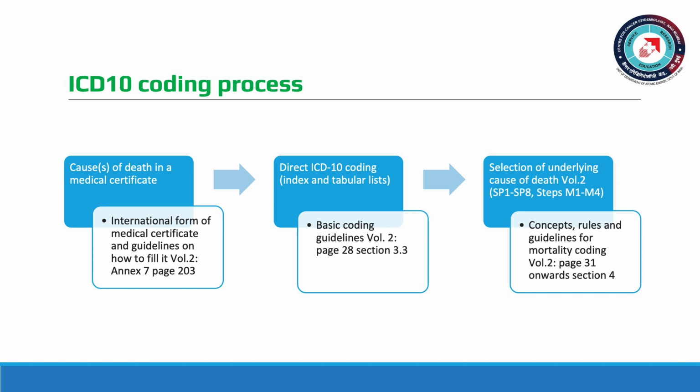The next step is to translate this medical information into standardized ICD-10 codes. This process involves using 2 main ICD-10 resources, that is, the alphabetical index and the tabular list. The final step is determining the underlying cause of death based on multiple conditions listed on the death certificate. To address this, the ICD-10 system provides a set of selection rules and modification rules known as SP1 to SP8 and M1 to M4, respectively.